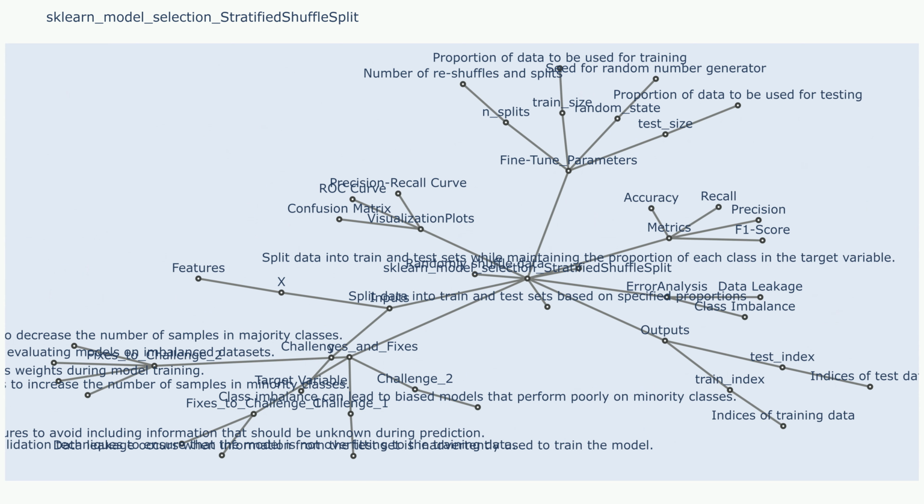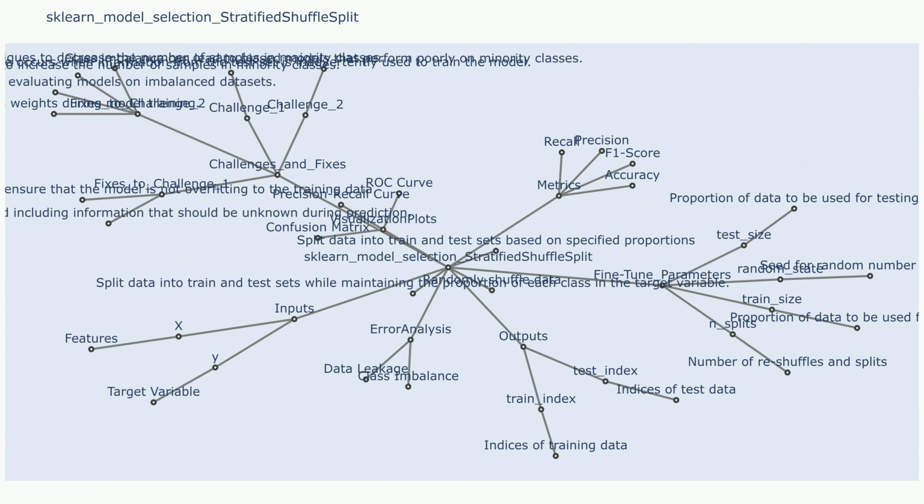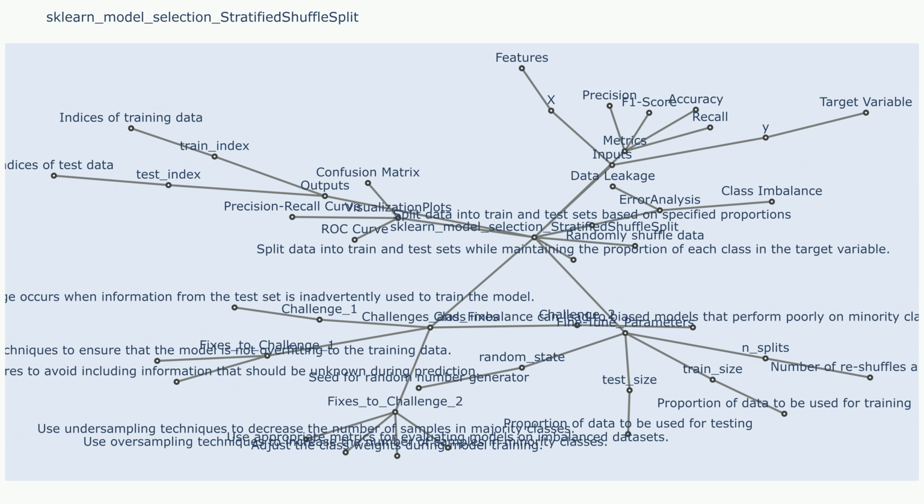Bootstrap aggregation: resample the data multiple times to generate different models, and use the distribution of their performance to estimate the uncertainty. Challenges and fixes: challenge 1: class imbalance, when some classes are significantly underrepresented. Stratified shuffle split may not be able to preserve their proportions effectively in the split, leading to biased model training and evaluation.